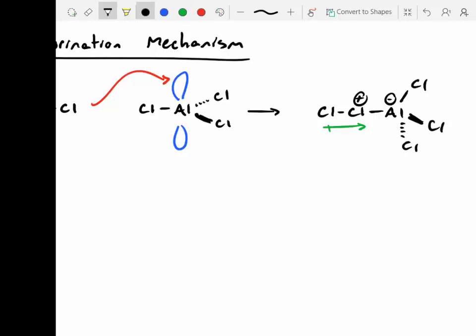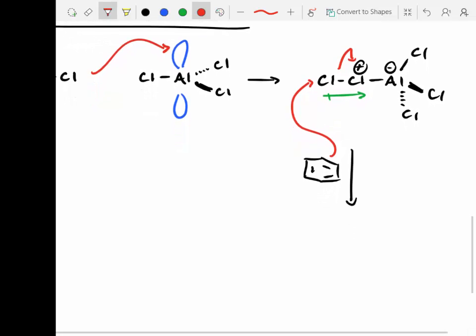Just like before, we're going to have this react with a benzene or benzene derivative. So this benzene will reach up, grab superpolarized chlorine, pop electron density over to the neighboring chlorine.